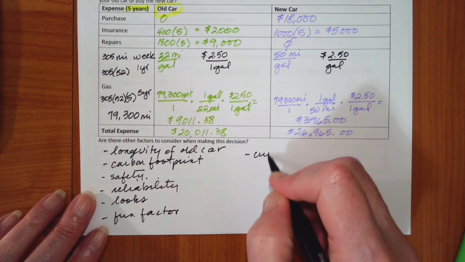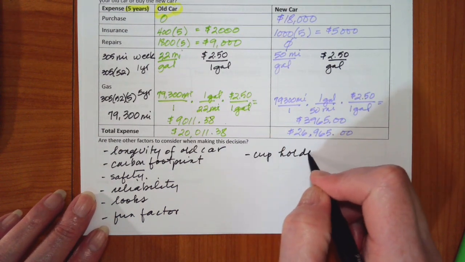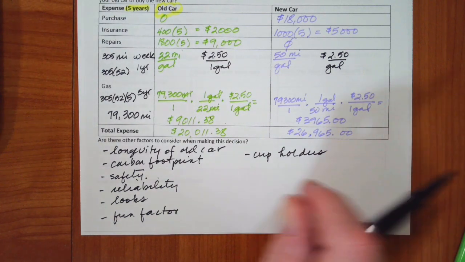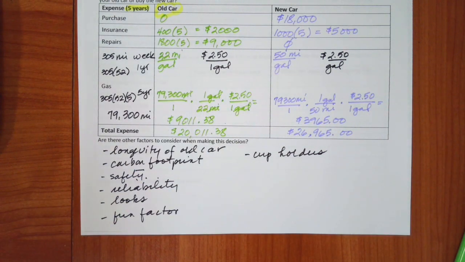I said cup holders. The only thing that my car does not have that I would like is a rear view camera. But anyway, that's that. Okay, I'm going to switch videos, so we'll get started on some other stuff in the next one.